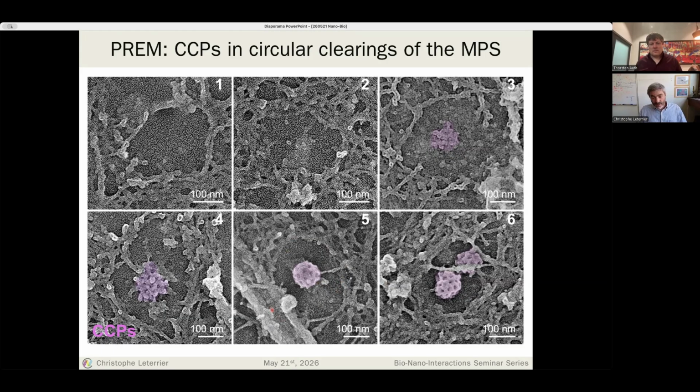And looking at this image of the archetypal structure, it made us think about the witch in the forest that lives in this house that is a clathrin-coated pit, and you have this little path to go there, and it's the clearing of the forest.